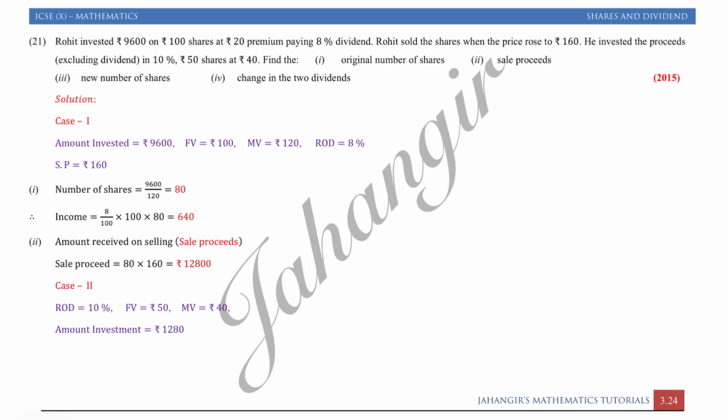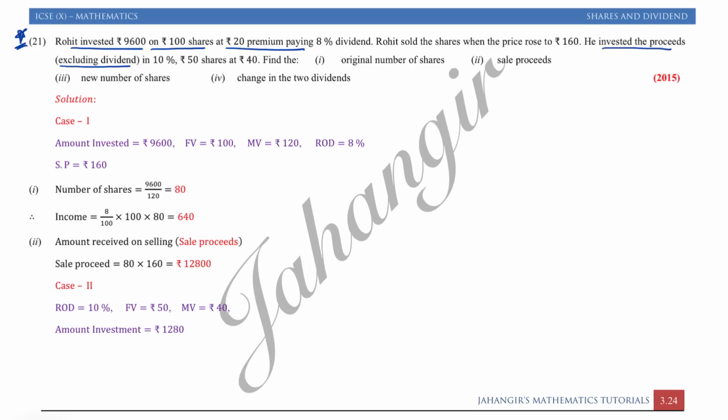Question 21. Mark this question as important. Rohit invested rupees 9600 on 100 rupees shares at a premium of 20 rupees, paying 8% dividend. Rohit sold these shares when the price rose to 160. He invested the proceeds excluding the dividend.